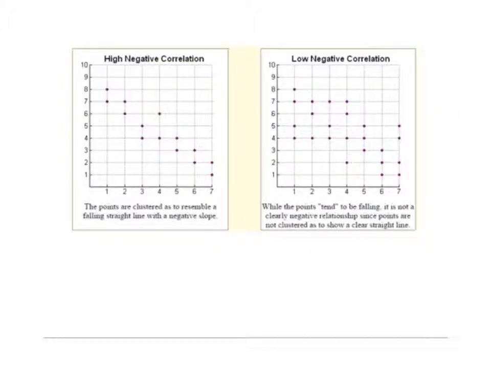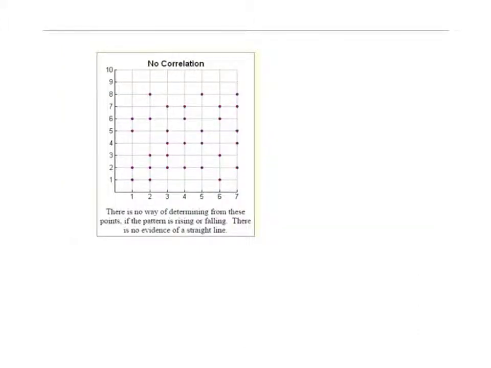And then, of course, if we went backwards, this would be a high negative correlation with a negative slope, and then this one has a low negative. It's still trending toward the line, but the data points are just not very close together. And this is what it would look like if it didn't have a correlation. You could try to put a line through there, but that line and that line would be just about as effective. So there's really no way of determining from the points if there's a pattern. And so we would say that there was no correlation in the data.